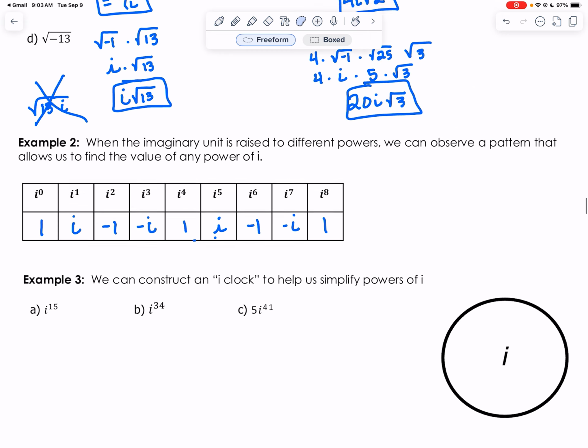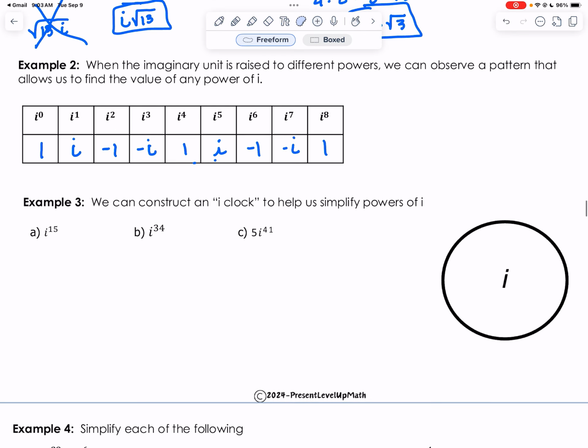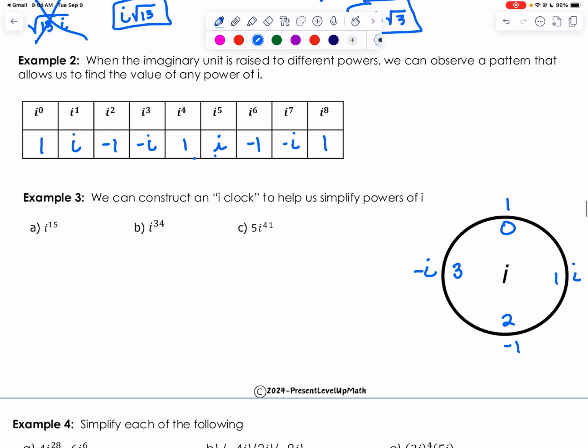Now, to help us remember how to simplify powers of i, we can use something called an i clock. So in this little circle, we have i. On the inside, we're going to put our possible remainders. So remainder of 0, remainder of 1, remainder of 2, remainder of 3. Okay? And when we had 0 power, our answer was 1. i to the 1 was i, i squared was negative 1, and i cubed was negative i.